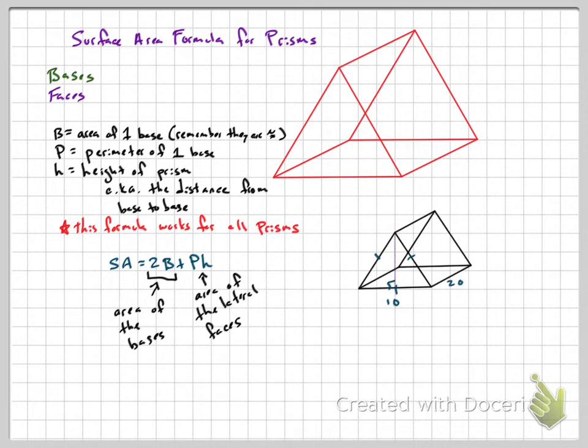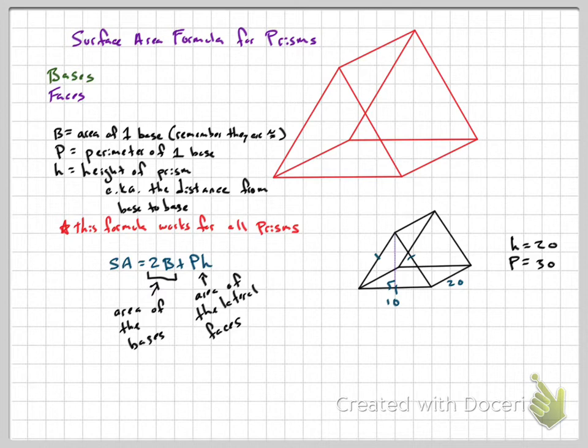So let's do an example. The first thing you always want to do is find B, P, and H. Same diagram as we had up top. I know this is a triangular prism. I know my height is 20. I know that my base is an equilateral triangle. All 3 sides are marked as being the same, so the perimeter of my base is 30, 10 times 3.